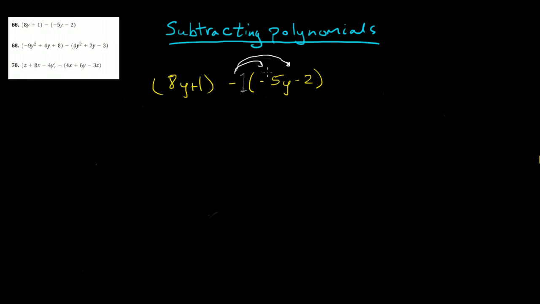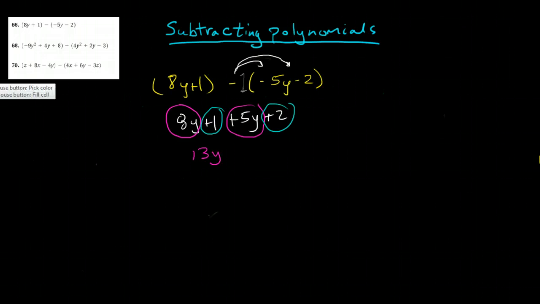Because remember, subtracting is only adding the opposite. So if I have 8y plus 1 here, I'm going to add the opposite of these quantities. So the opposite of negative 5y is a positive 5y. The opposite of a negative 2 is a positive 2. I have like terms here and here, and I have other like terms here and here. So 8y plus 5y is a 13y. And 1 plus 2 is a positive 3. And then that's my answer there.